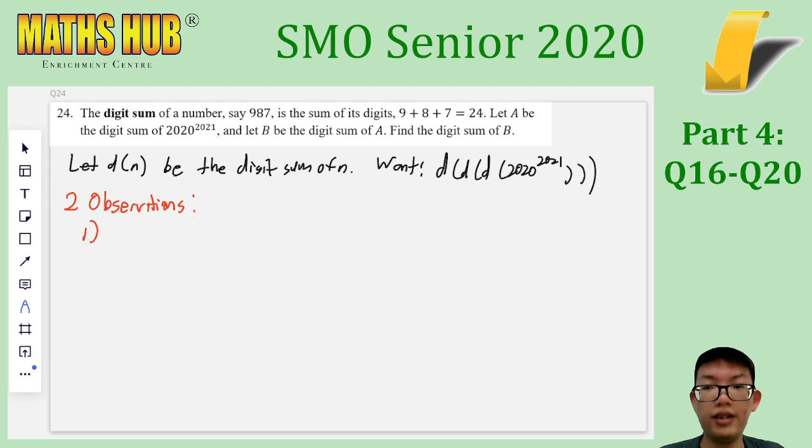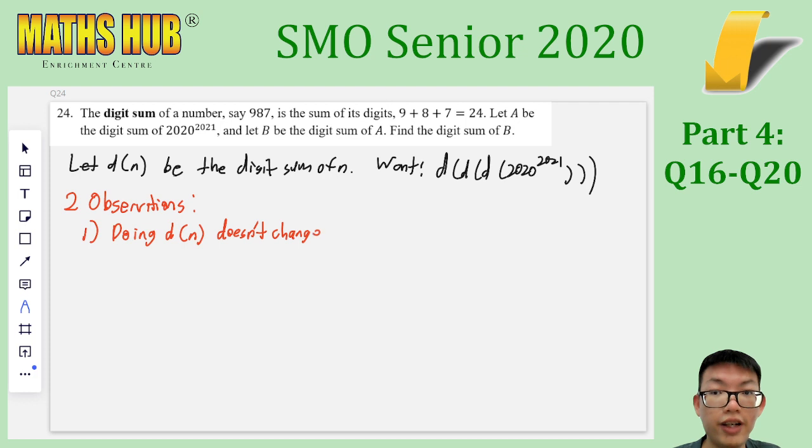Now the first one, remember that the digit sum is how we do the divisibility test for 9. You look for the sum of digits and then you find its remainder when divided by 9. That should be the same as the remainder when the original number is divided by 9. So that means that doing the digit sum, doing d of n, doesn't change the remainder when divided by 9. So for those of you who know modular arithmetic, I'm just saying that it preserves the value modulo 9.